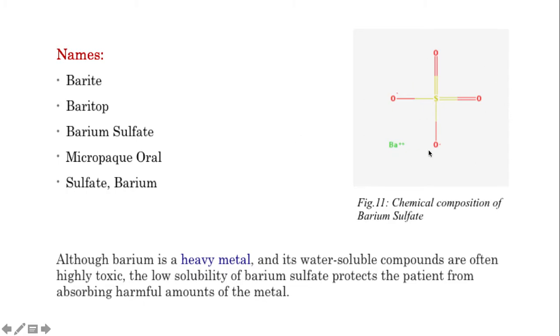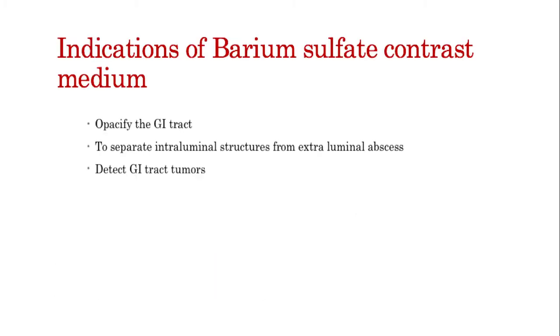So this is the chemical composition. It's said here, although barium is a heavy metal and its water-soluble compounds are often highly toxic, the low solubility of barium sulfate protects the patient from absorbing harmful amounts of the metal. Since it does not dissolve in water, we do not worry about the body or the bowel absorbing it. It will pass through the digestive system safely.